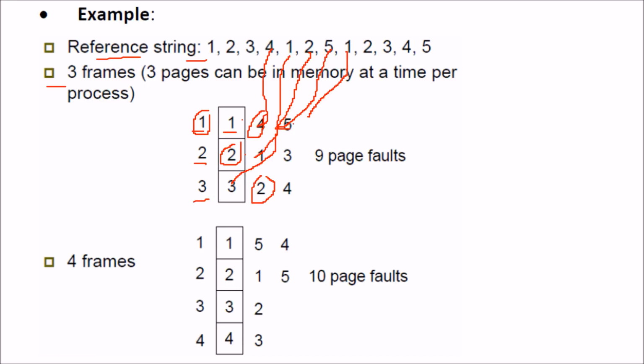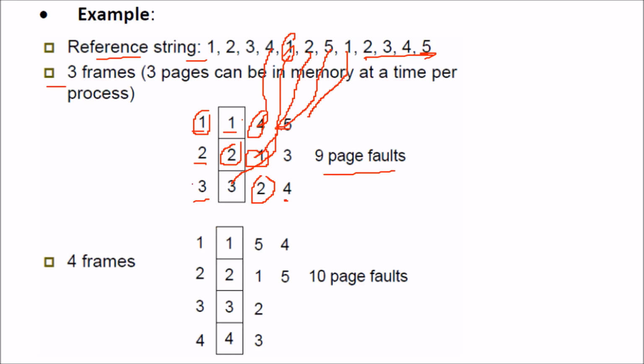Since 5 has just come and 3 and 4 are there, but this 4 has been here for quite a time, and this 1, as you see here, has come now, but 4 has come before. So we have to replace this one, right? So in this way we can replace all these strings. So in all there will be 9 page faults.